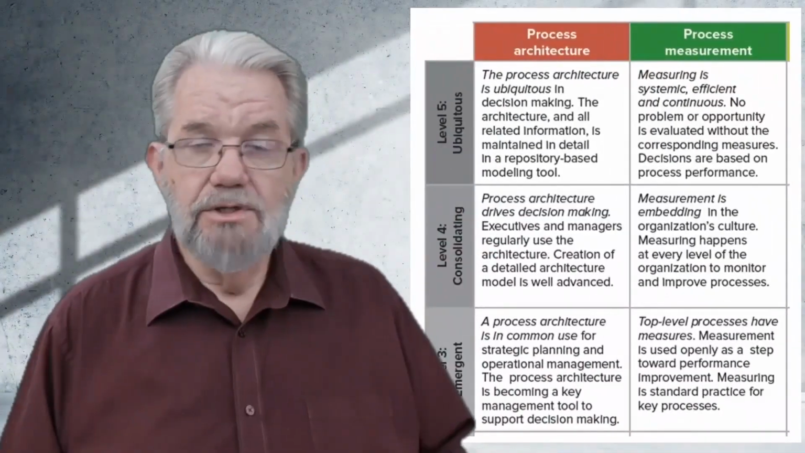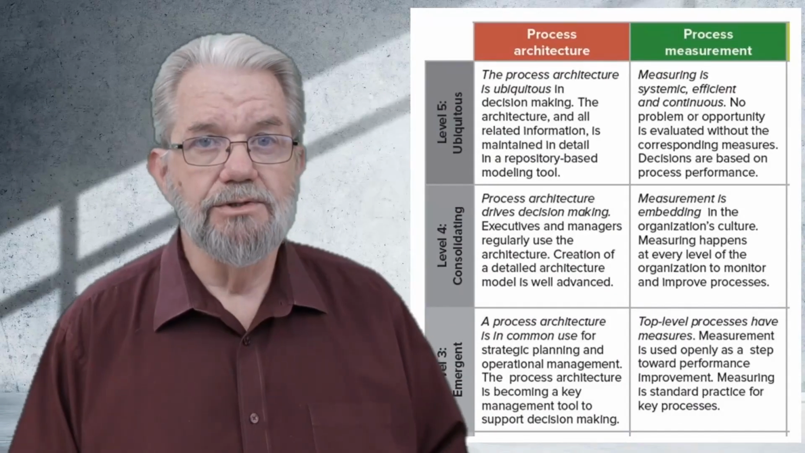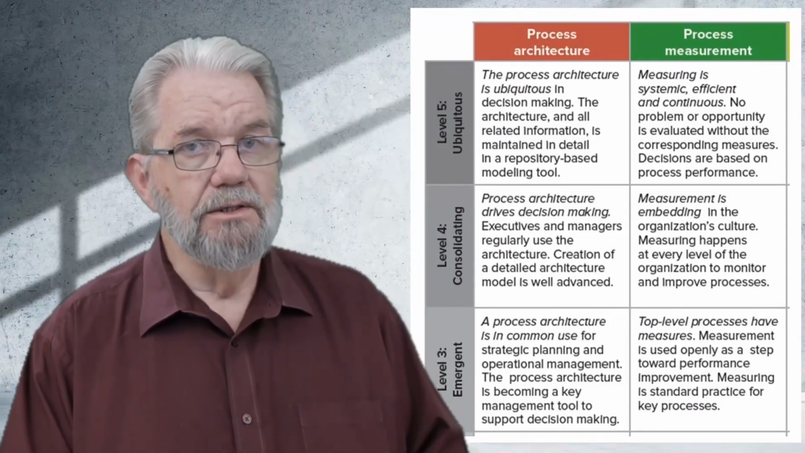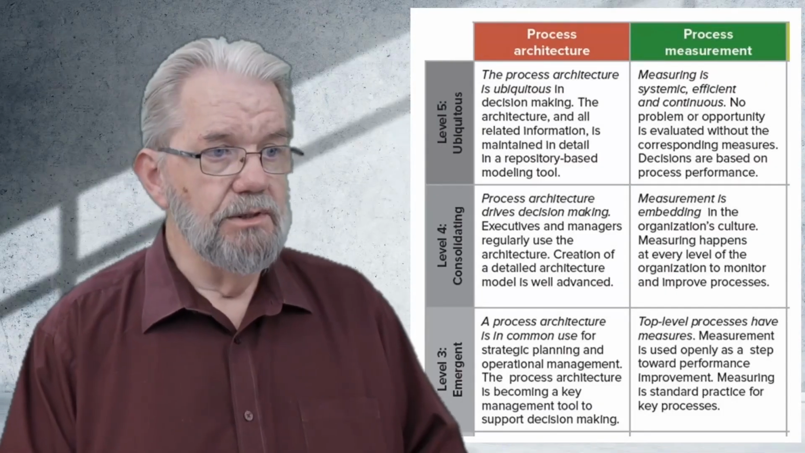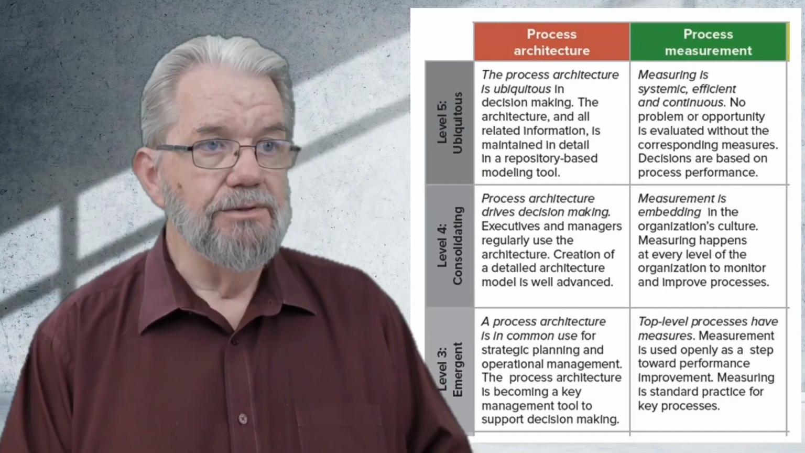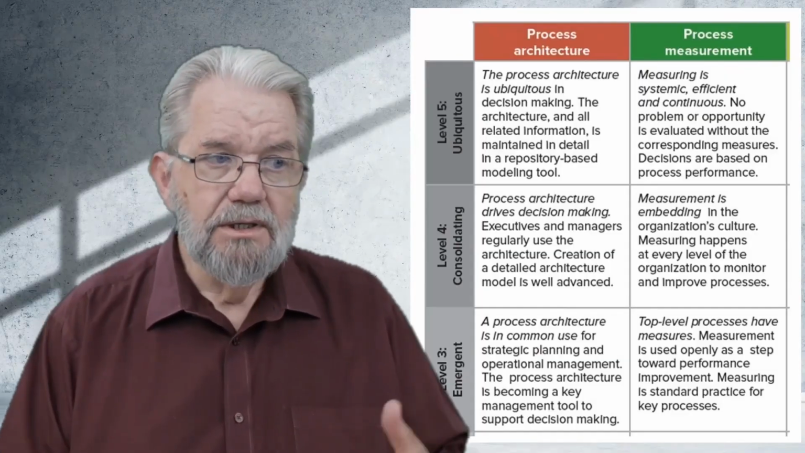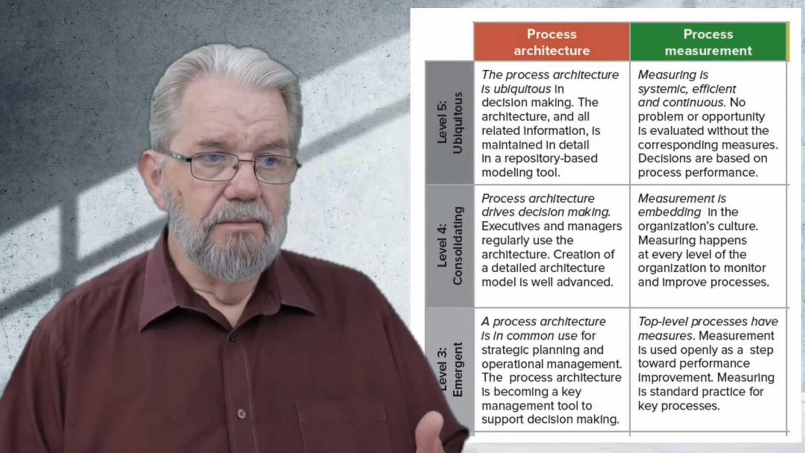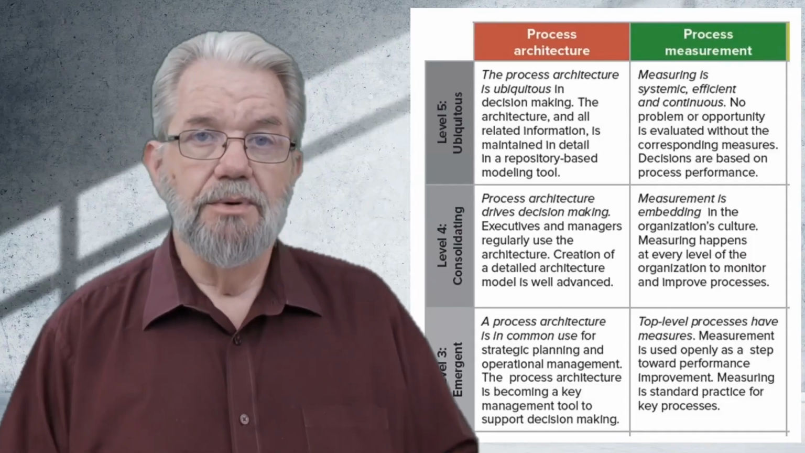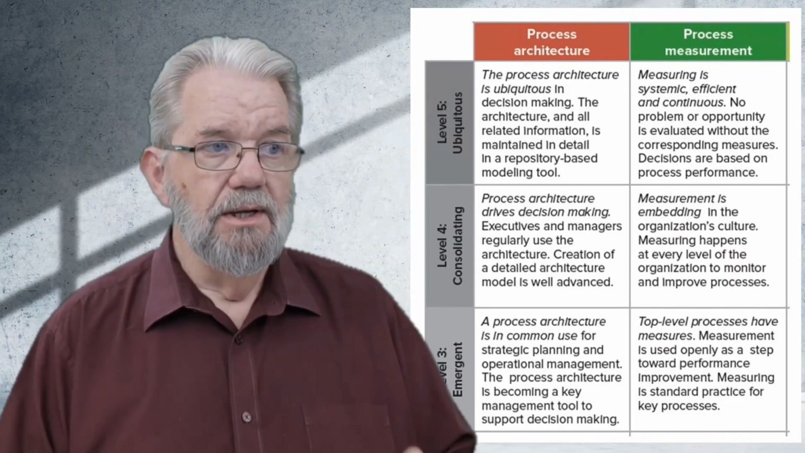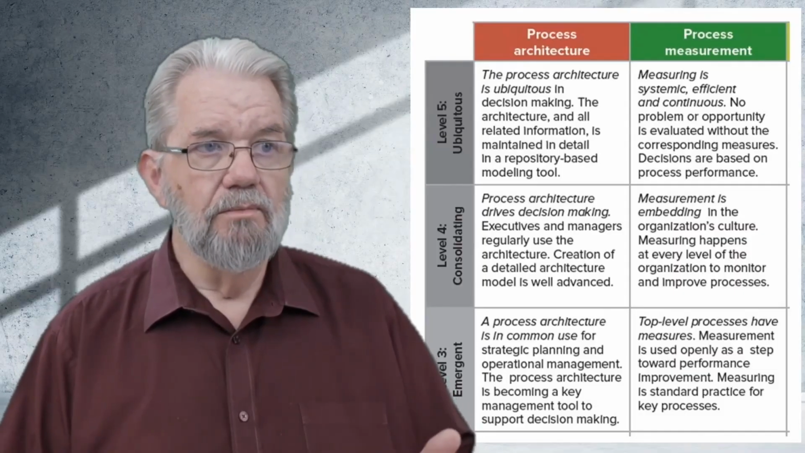So if we have a look, just to zoom in to give you some sense of what's in there. We're looking here, obviously, at the process architecture and process measurement columns, and just the top 3 levels, 3, 4, and 5. Let's take process measurement as the example. We can see there at level 3, higher level processes, some of them have some measures. It's starting to gain traction. At level 4, we're doing more and more of it.